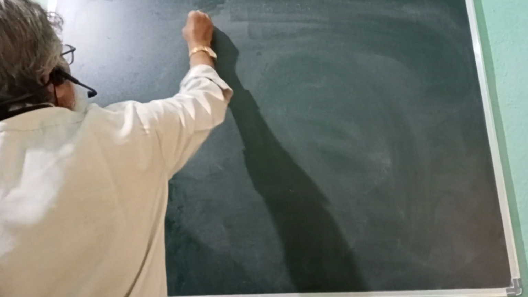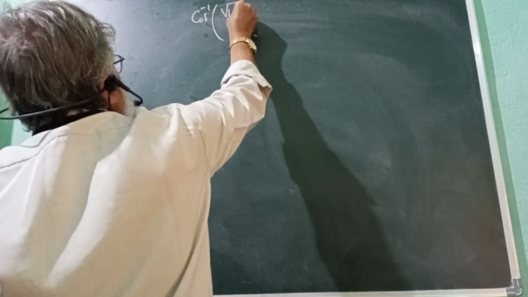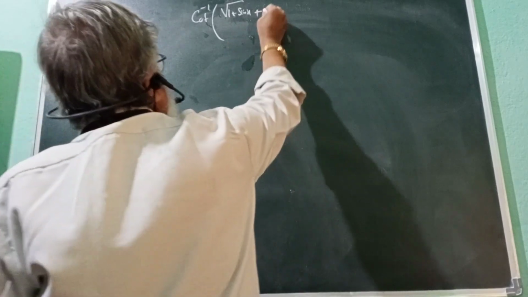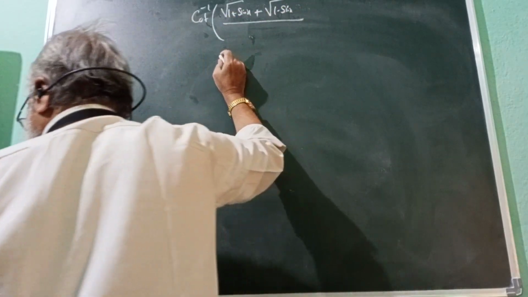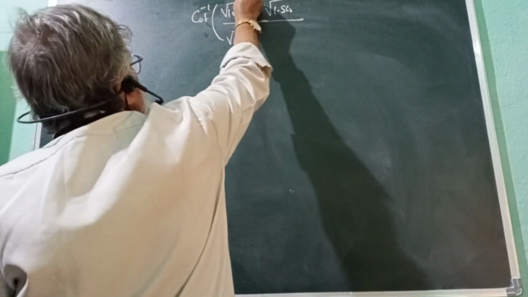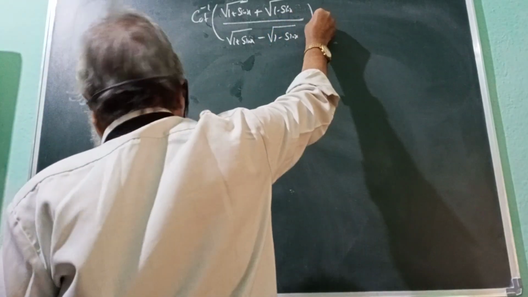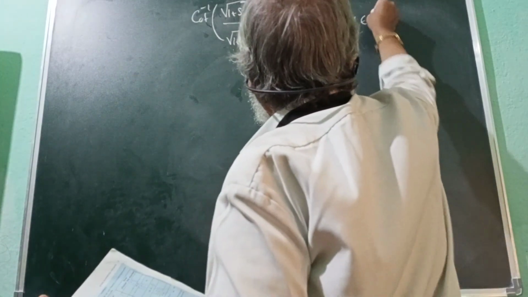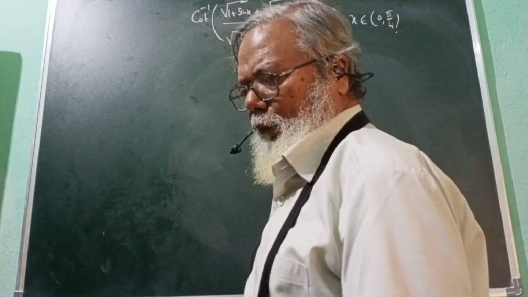Prove that cot inverse of root 1 plus sin x plus root 1 minus sin x divided by root 1 plus sin x minus root 1 minus sin x is equal to x by 2, where x belongs to the open interval 0 to pi by 4. So here we have to solve this.